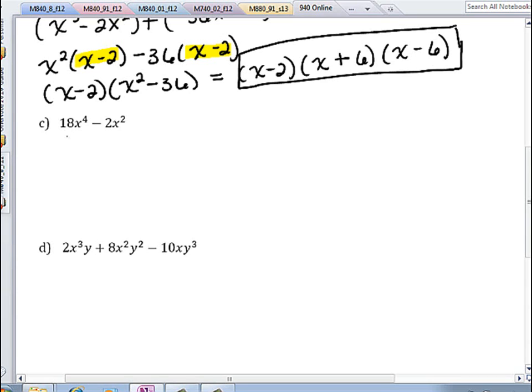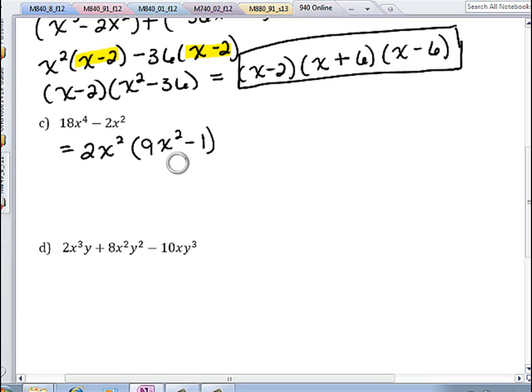Our next example, 18x to the 4th minus 2x squared. So there's only 2 terms here. We do have a common factor. It's 2x squared. So when we factor the 2x squared out, we'll be left with 9x squared minus 1.